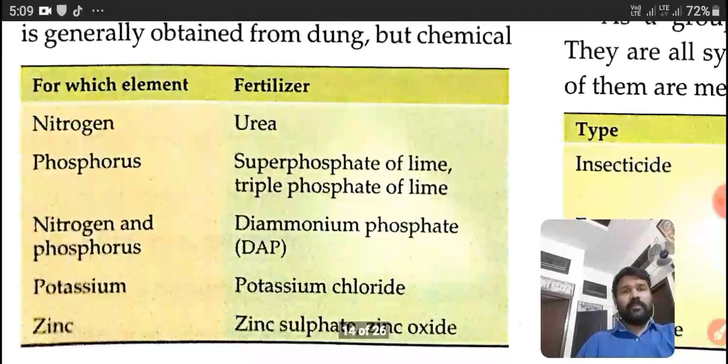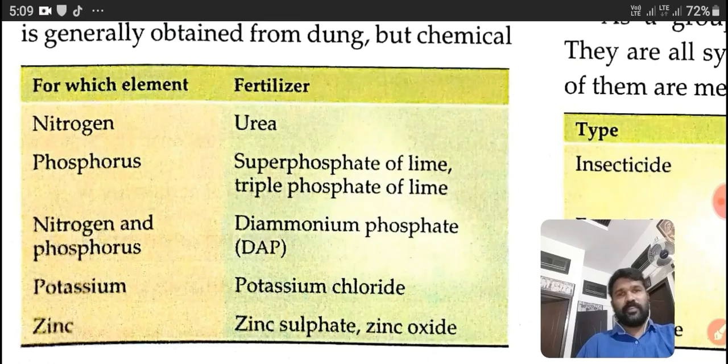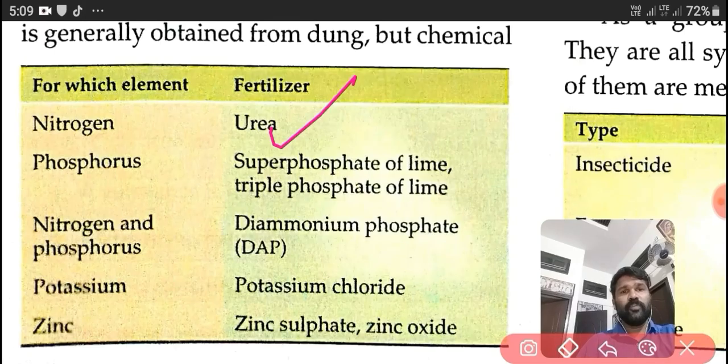Here some elements and fertilizers are given. For nitrogen, what do we have to use? Urea. For phosphorus, we have to use superphosphate of lime and triple phosphate of lime. For nitrogen and phosphorus together, we use diammonium phosphate. For potassium, we use potassium chloride. For zinc, we use zinc sulphate and zinc oxide.